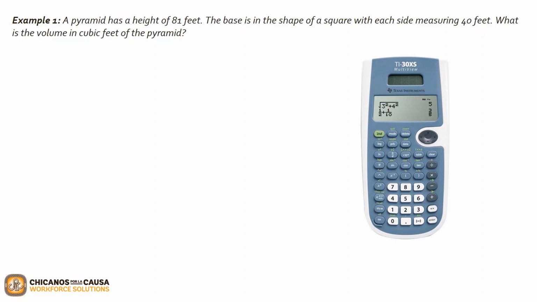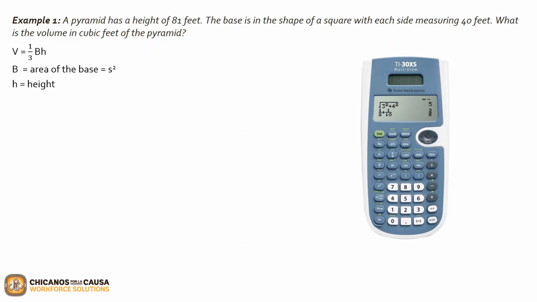Let's start with finding the formula that we are going to need for the volume of a pyramid, which is 1/3 times the base times the height. But remember, the B in this case is the area of the base, because it is a square. So it's a squared base, and the area of a square is side to the second power. Then H equals height.